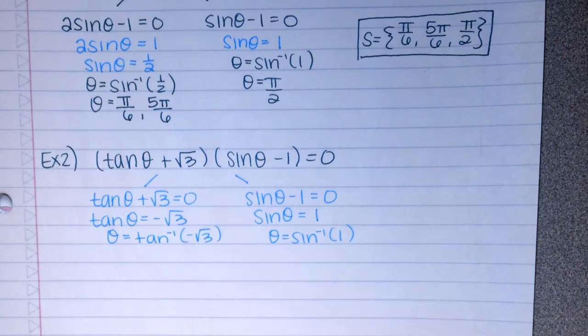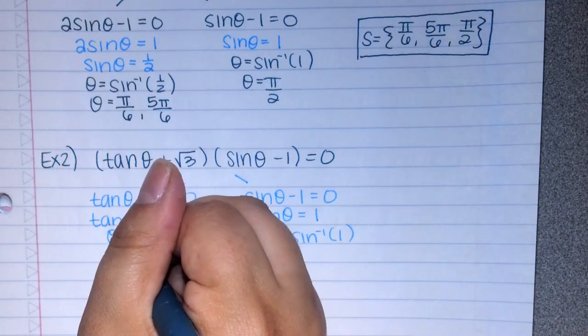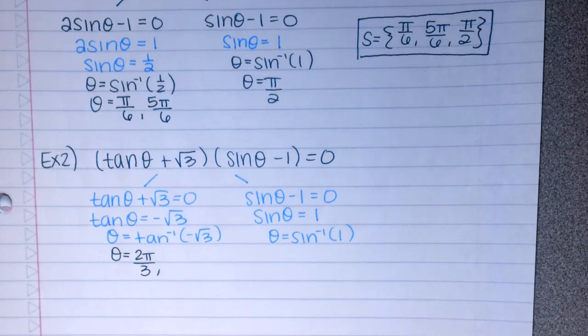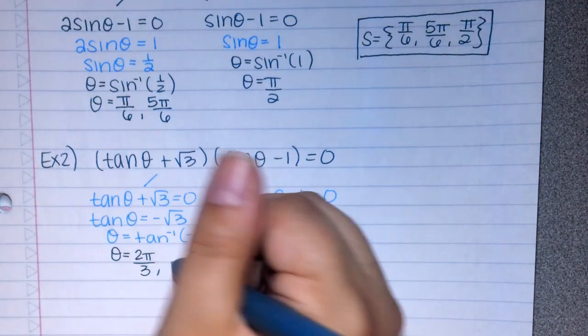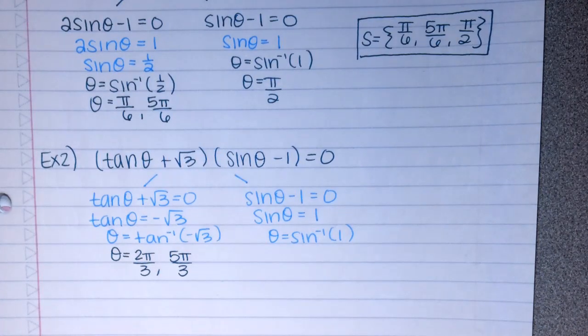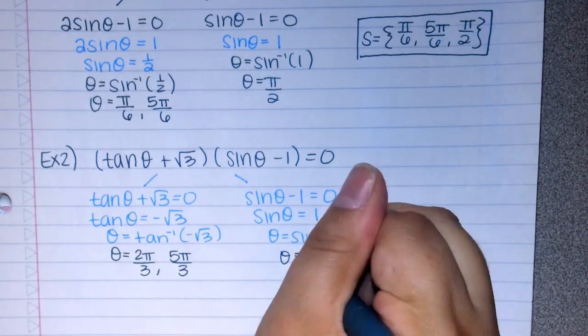What is the inverse tan of negative square root of 3? Where is tangent negative square root of 3? 2 pi over 3 is one of the answers because it's negative in the second quadrant, and 5 pi over 3 because tangent is also negative in the fourth quadrant. What about the inverse sine of 1? Where is sine 1? Pi over 2.